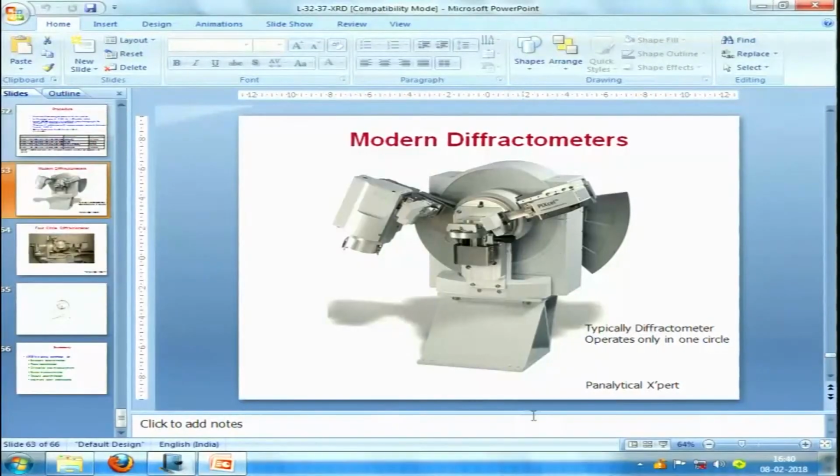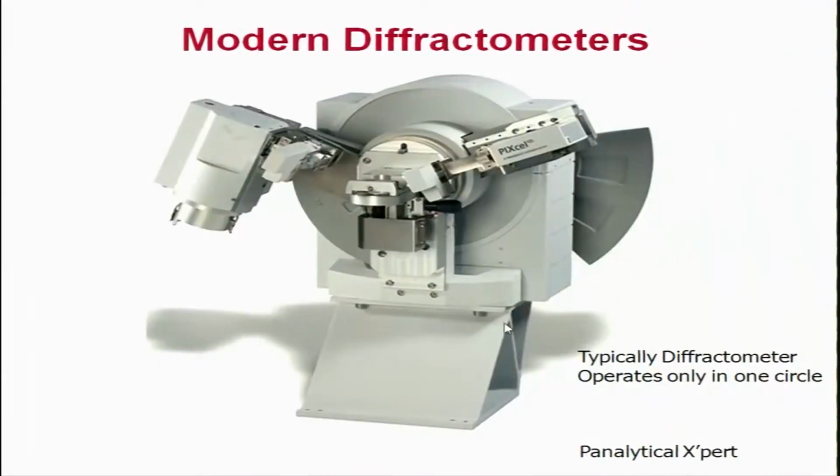Let me show you one picture of modern X-ray diffractometers, how they look like. So, your modern X-ray diffractometers look like this. So, this is for example a PANalytical X-ray diffractometer where this is a sample holder. So let me just use a pen. So, this is the sample stage, this is the source, and this is the detector.